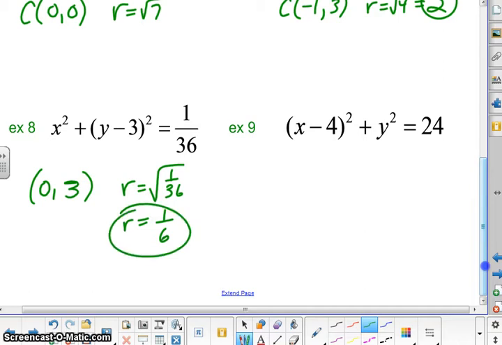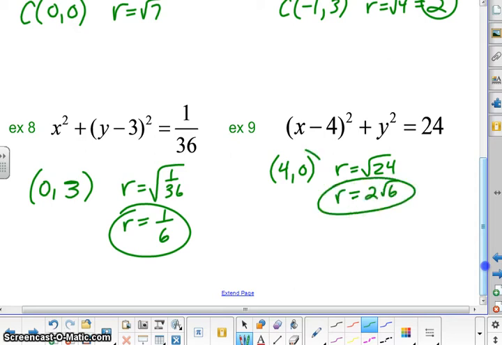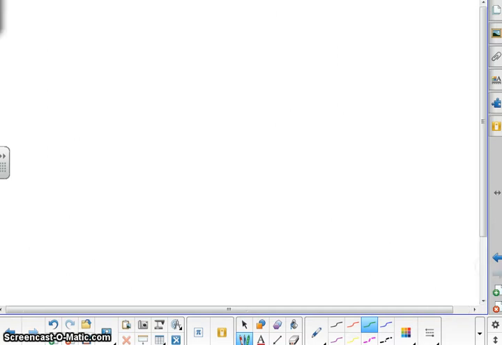Okay, and then example number 9, 4 comma 0. And the square root of 24 is going to be the radius, and we should put everything in simplified radical form. And 4 goes into it, so it'd be 2 radical 6. Center point, and I like to put a C in front of it just to clarify that that is the center point. All right, let's go ahead and end there, and then refer to the front of the packet.